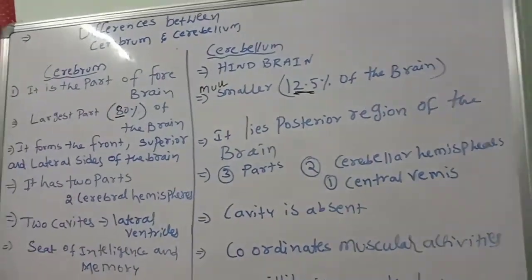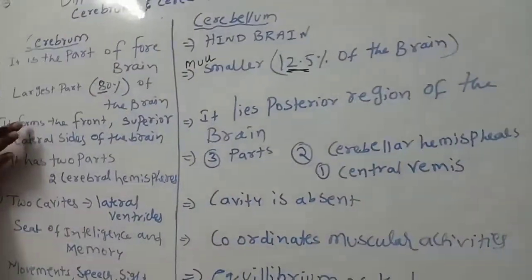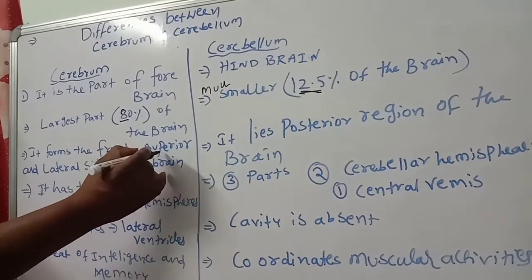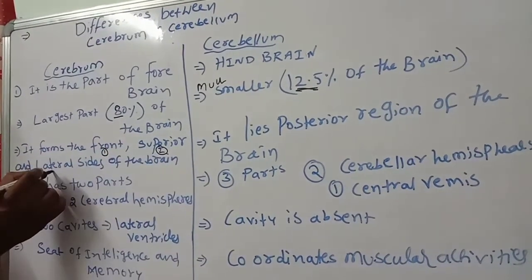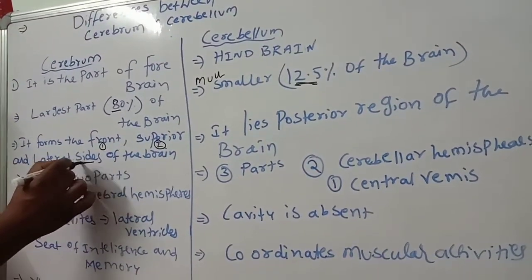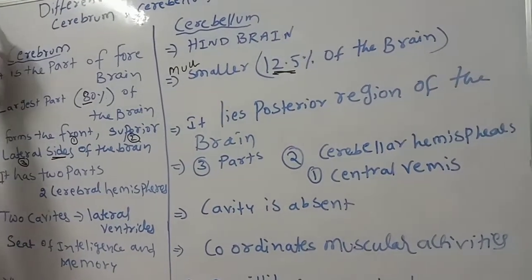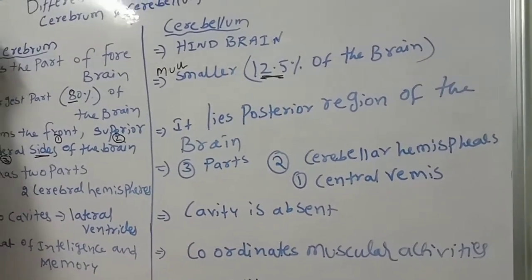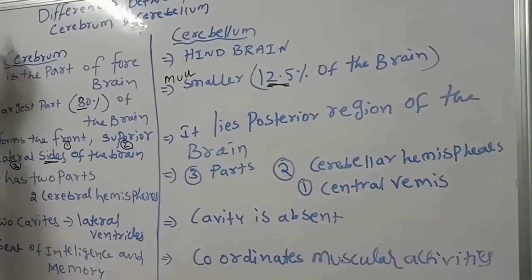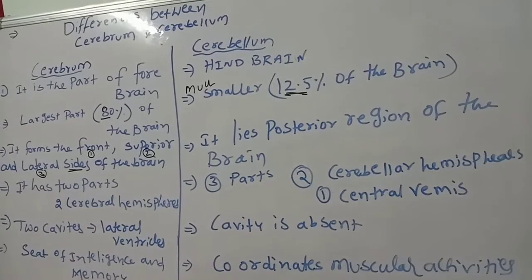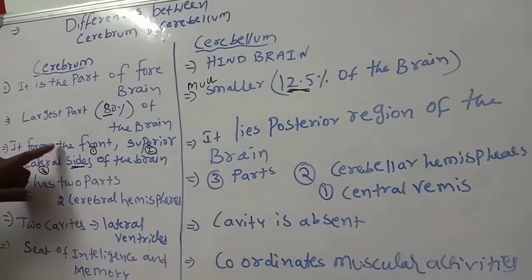Next one, what does the cerebrum form? It forms the front, superior, and lateral sides. Front means the front part, superior part, and lateral parts. These sides are formed by the cerebrum.